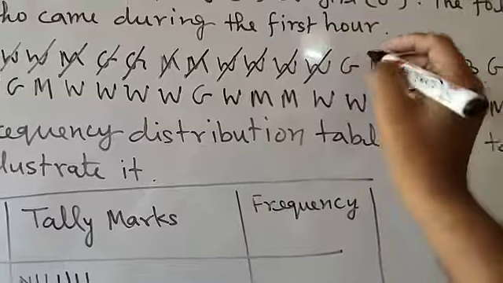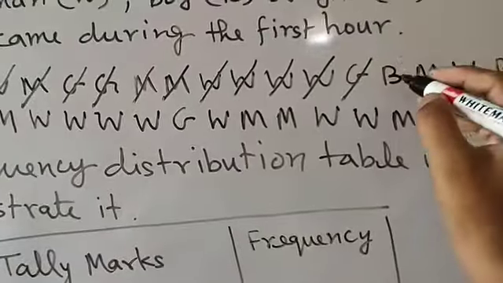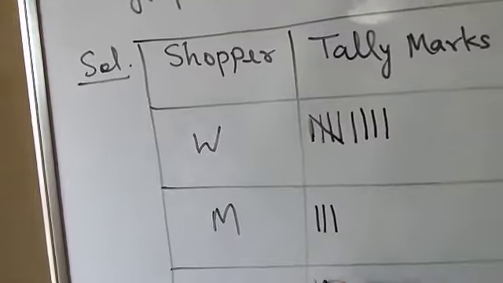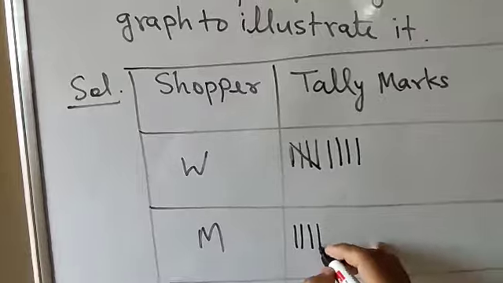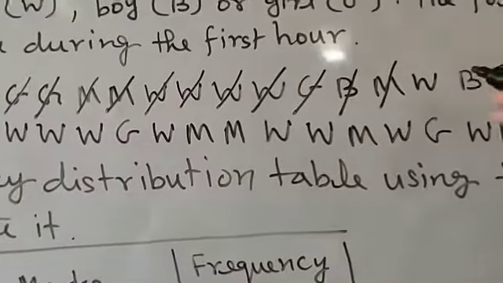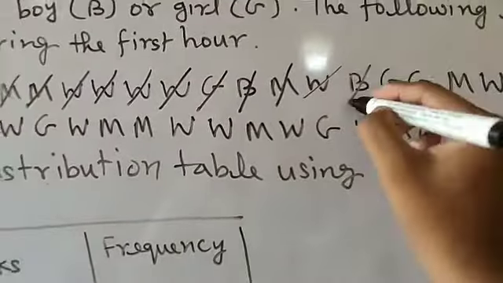Now again G, so cut the G, and here it is G. Now B is there, so cut B, and here you will represent B. Now M is there, so cut the M, and here you will represent M. Now W, so cut the W, and here it is already 4 in the W, so for the 5th you will cut it. Now B is there, so cut the B, and in the B section you will mark it.